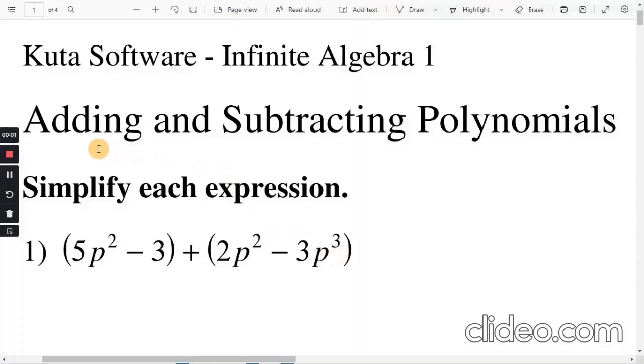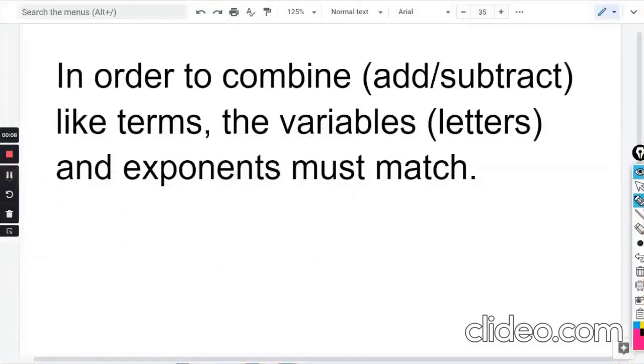This will be for the Kuta Software worksheet, adding and subtracting polynomials. So you want to remember, in order to combine like terms, the variables or letters and the exponents must match. And what I mean by combine is add or subtract.